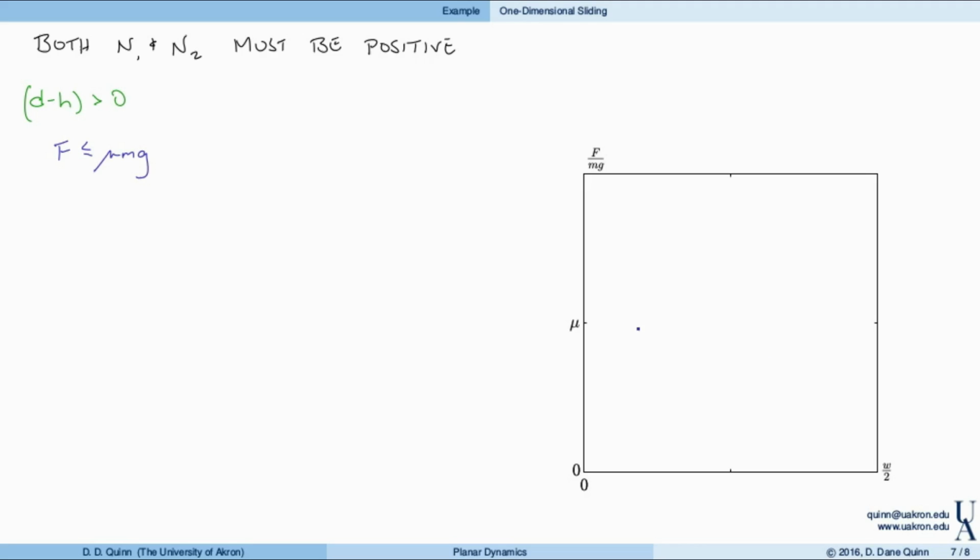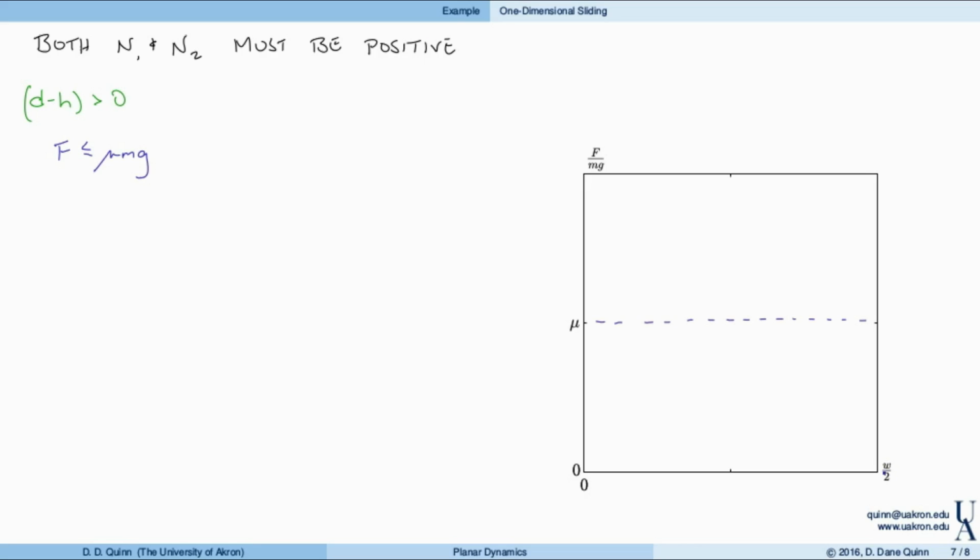So here, we're going to plot the behavior of the system in either stick or slip, or what we'll call rock or roll, as a function of W over 2.